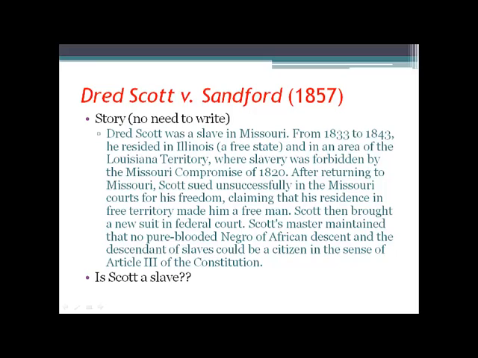actually the one they're suing, but Scott's master maintains that no pure-blooded Negro of African descent and the descendant of slaves could be a citizen of the United States. So the question is, is Scott a slave?